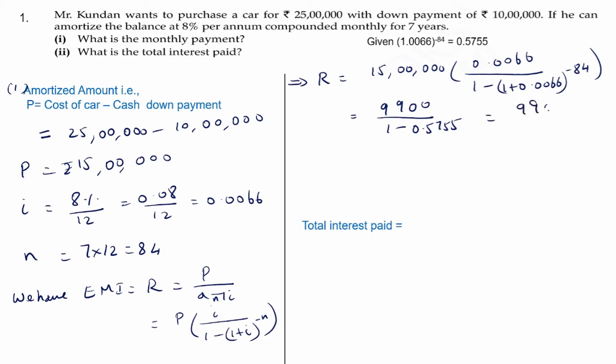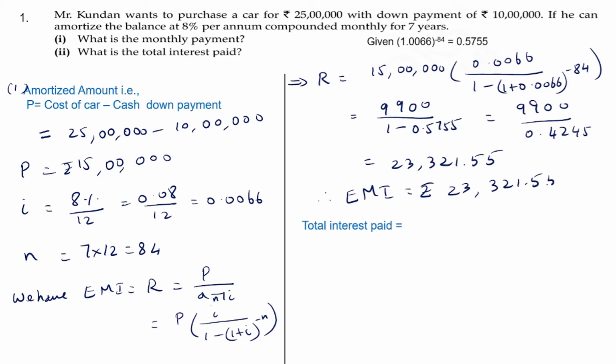So this is equal to 9,900 upon 0.4245. This when we simplify, we get EMI as 23,321.55. Therefore, EMI is equal to rupees 23,321.55. So this is the monthly payment.